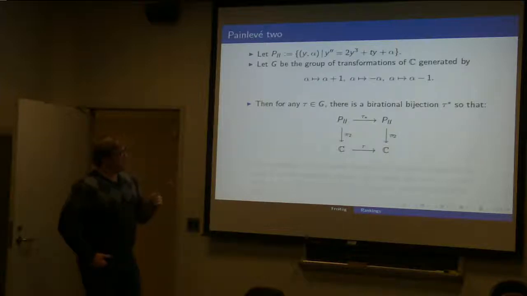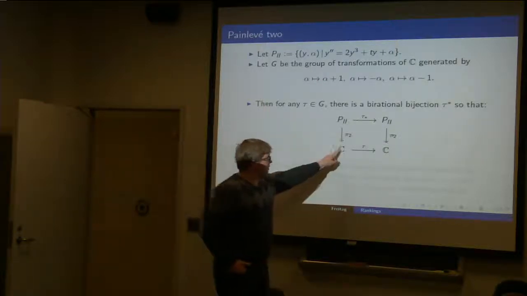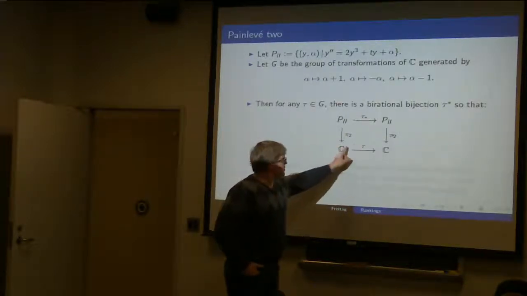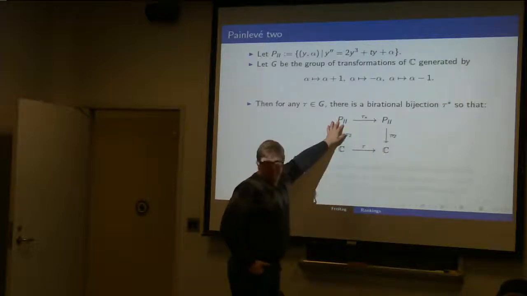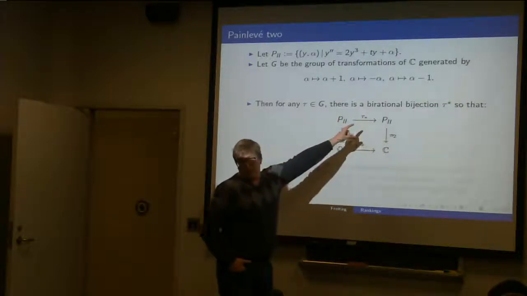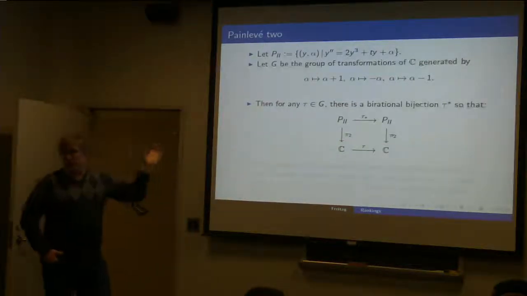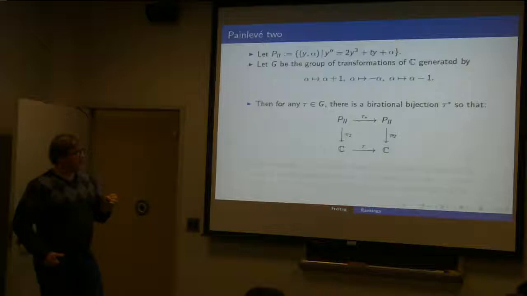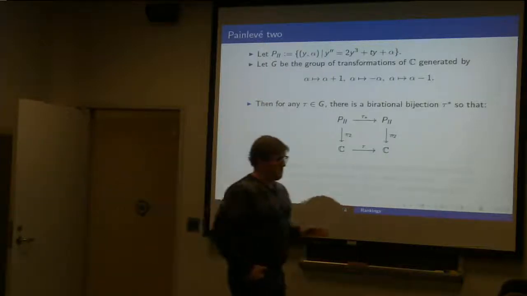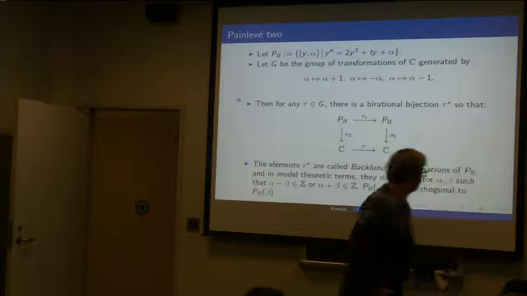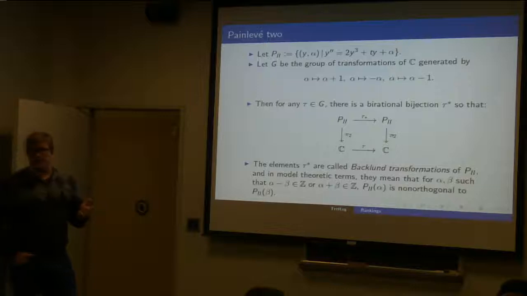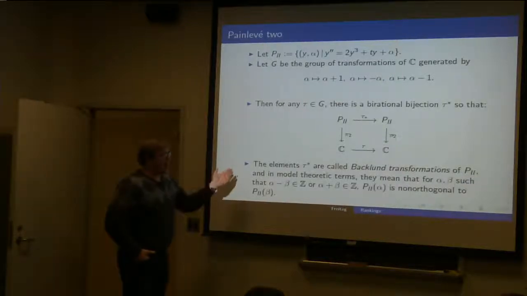So here, maybe you start with alpha, and maybe tau is alpha goes to alpha plus 1. So here's alpha plus 1. And here you have Painlevé 2 of alpha, and here you have Painlevé 2 of alpha plus 1. And there's a bijection between those differential equations, which is given by a rational function in the variables. And these kinds of transformations are classically known, and they're a huge part of what the Japanese school used to prove their transcendence results. We call them Bäcklund transformations.